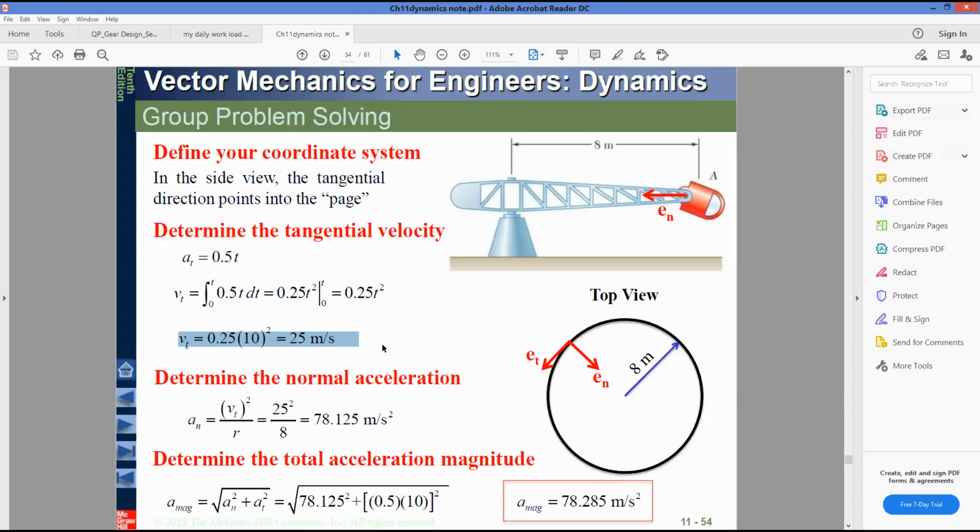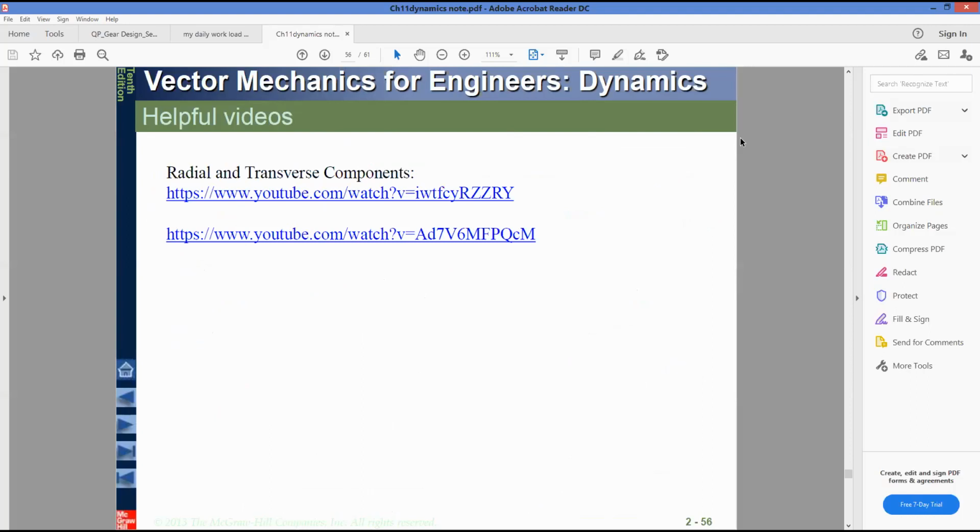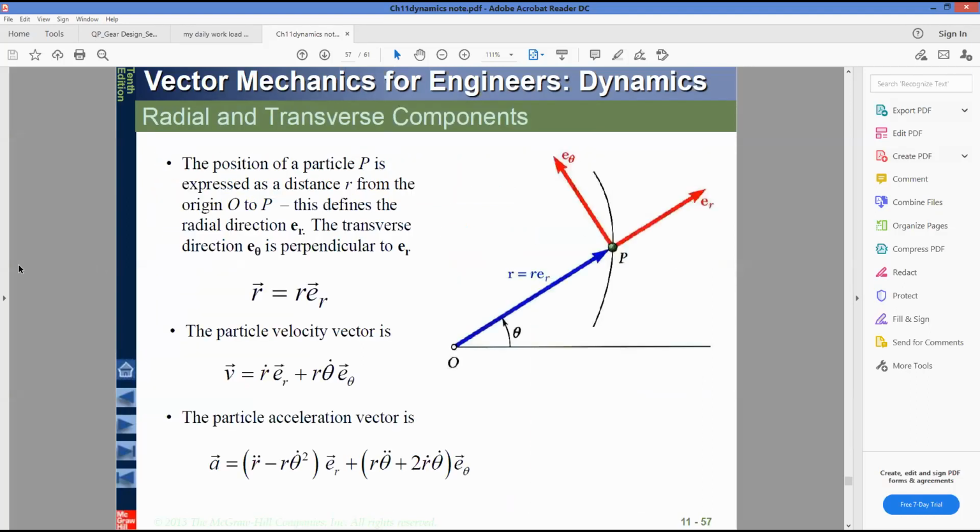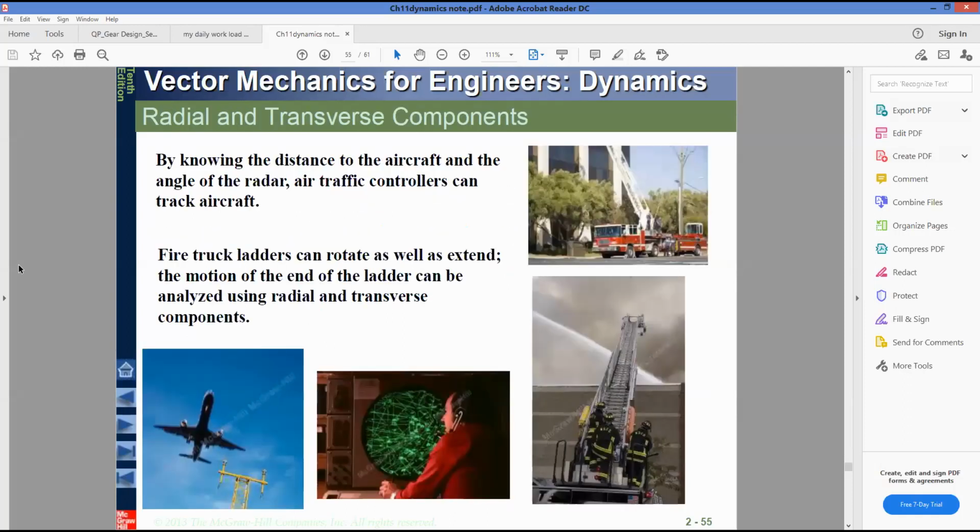Then the final acceleration is the square root of the sum of squares of the normal acceleration and the tangential acceleration. Remember, at is 0.5t, so 0.5 into t, and t is 10. Both squared. Finally we'll get 78.285 meters per second squared. So this is the final acceleration of that centrifuge after 10 seconds of rotation.